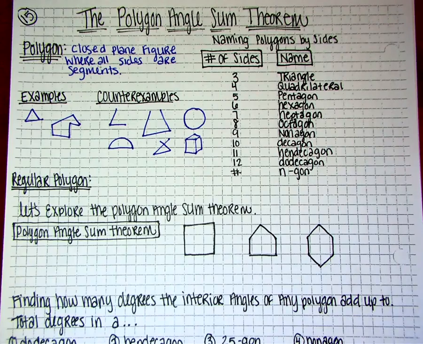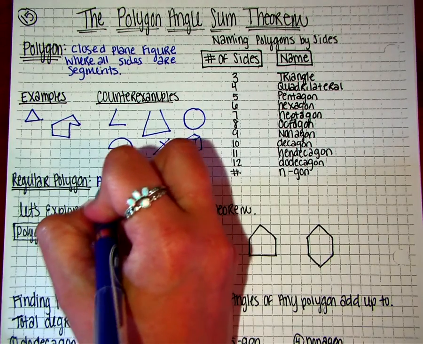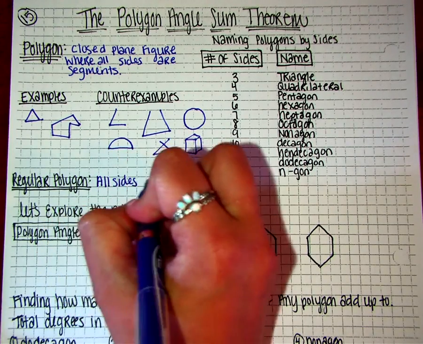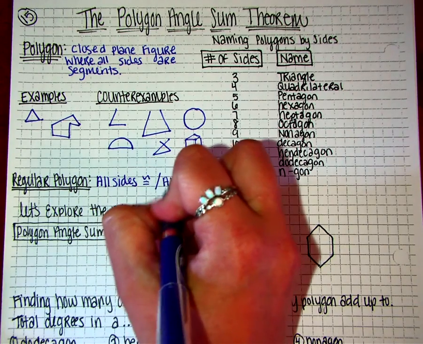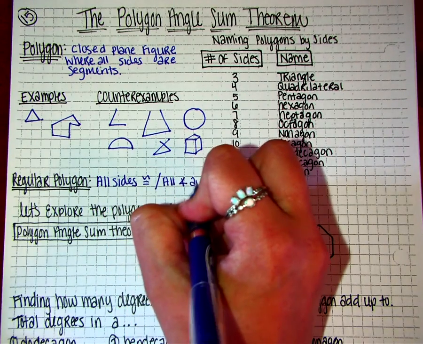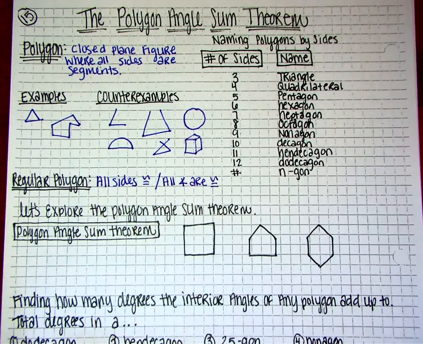Now the term regular polygon means all sides are congruent and all angles are congruent. It's basically like a square. All the angles are equal, all the angles are 90.